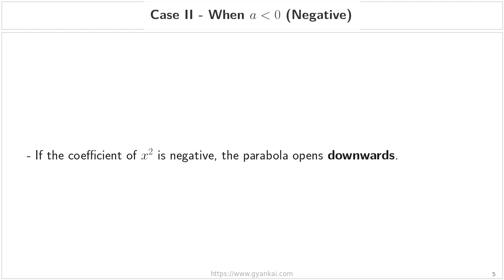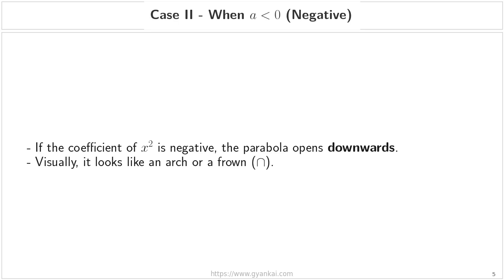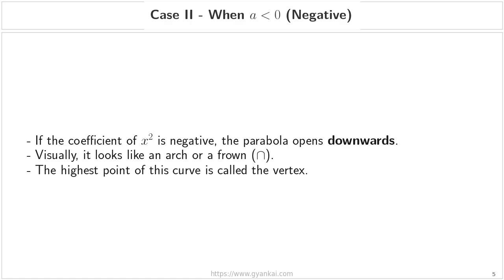Case II: when a is less than 0, negative. Now, let's look at the opposite scenario, which we call case 2. Previously, we saw what happens when the leading coefficient is positive, creating an upward curve. But what happens if the coefficient of x squared is negative? In this case, the parabola opens downwards. If you look at the shape on the screen, it visually resembles an arch or even a frown. Because the curve is heading downwards, it doesn't have a lowest point like the previous case. Instead, it reaches a peak. This specific highest point on the curve is a very important feature known as the vertex. Keep this shape in mind, as we will see how this downward orientation applies to real-world physics in just a moment.